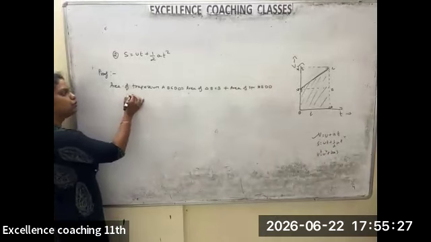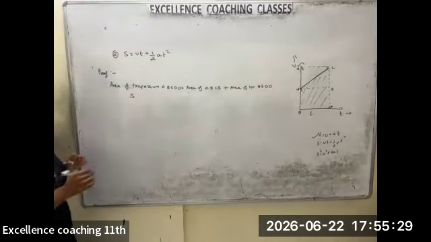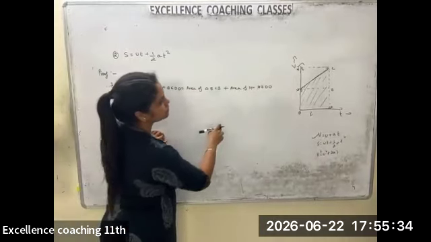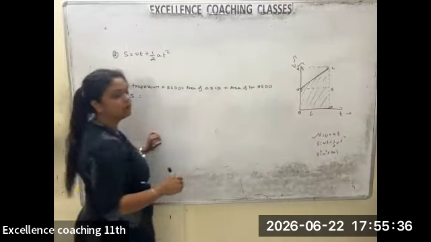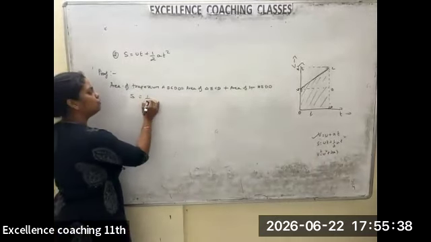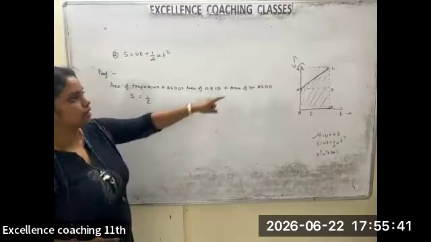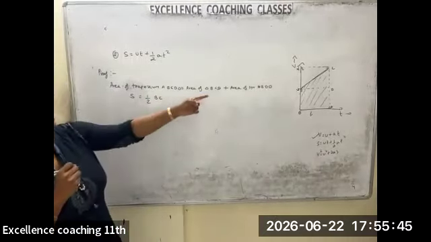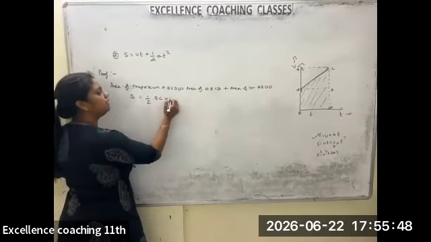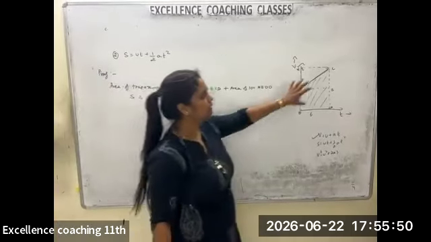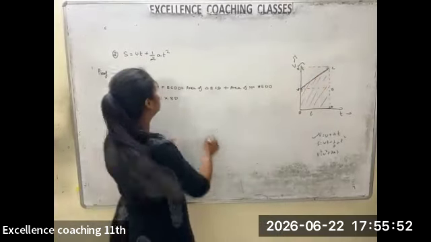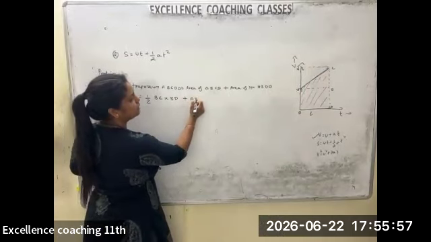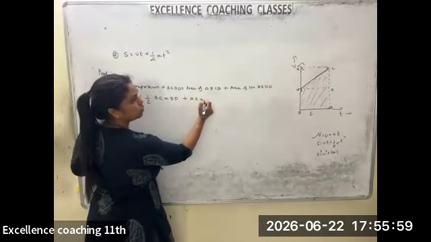The area under the curve is equal to the area of the triangle, half length into breadth. So tell me what is the length? BC is the length. What is the breadth? BD is the breadth. Half length into breadth. Okay. Plus the area of the square will be what? AB into OA.